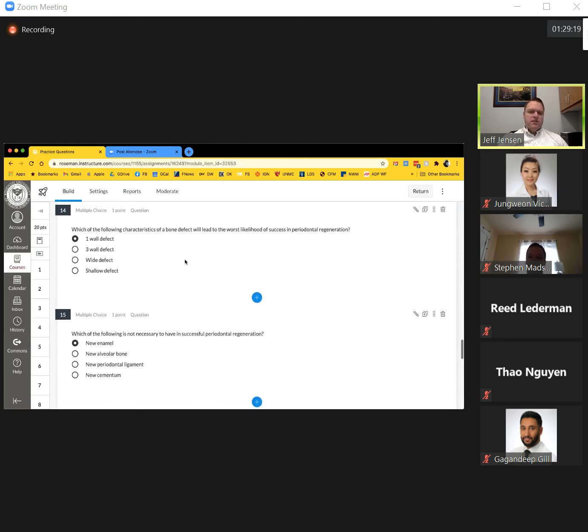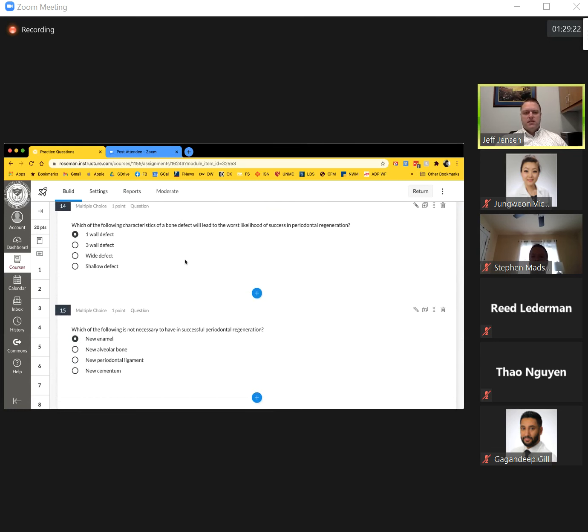Which of the following characteristics of a bone defect will lead to the worst likelihood of success? So this one could be a little confusing just because I know we talked about wide defects are less likely to be grafted than a shallow defect. However, a one wall defect we talked about is really not very graftable at all just because there's no walls essentially left to contain your graft. So going to be a really hard graft to do. But I could see if you said wide, that's a little less predictable than a shallow, but worst likelihood, one wall defect, no containing the graft.